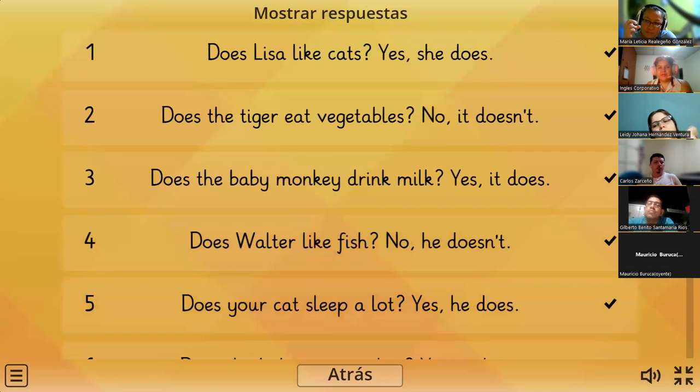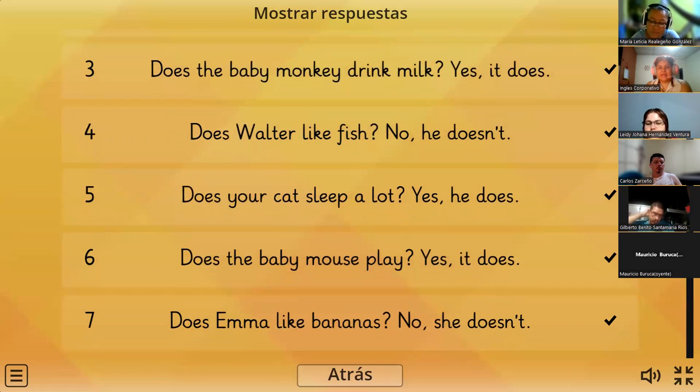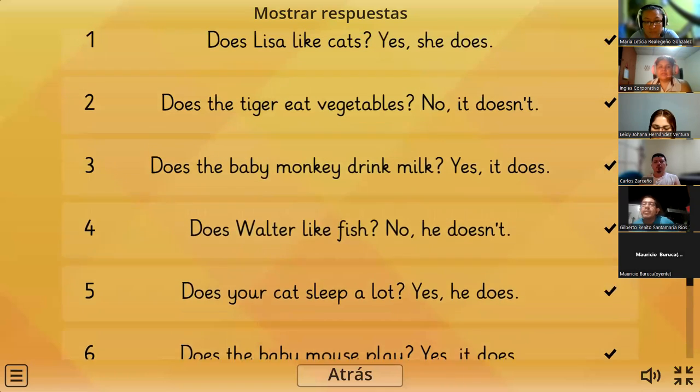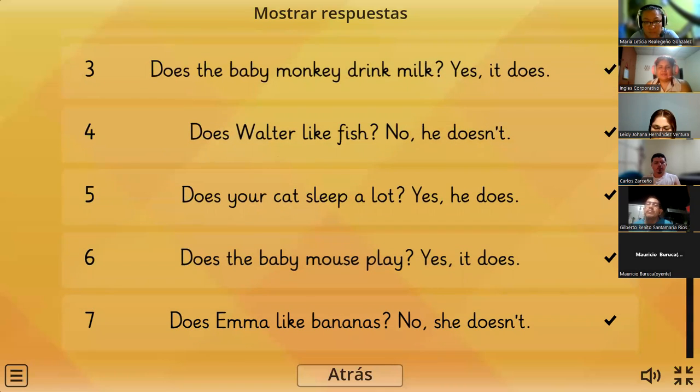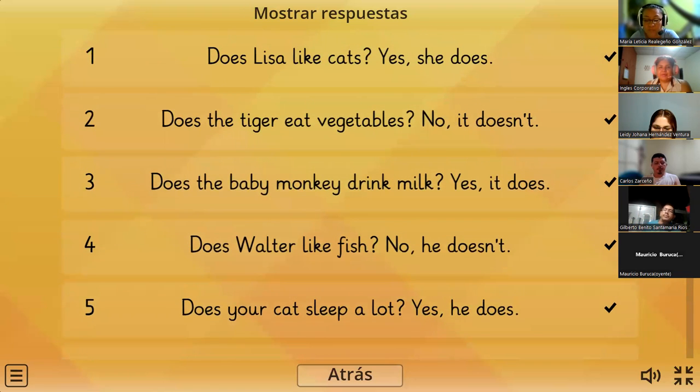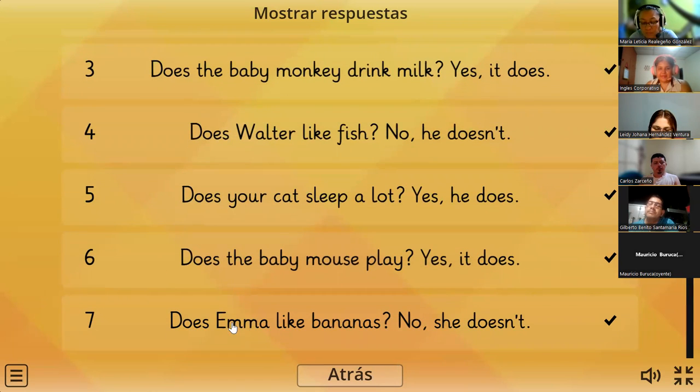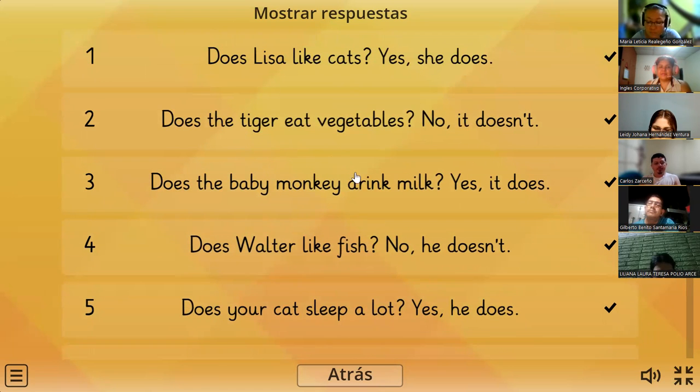Okay, that is the way we are going to make questions with the auxiliary does. We are speaking now about third person. That is why we are using does. Does Lisa, does the tiger, does the baby, does Walter, does your cat, does Emma. So all of them are third person singular.